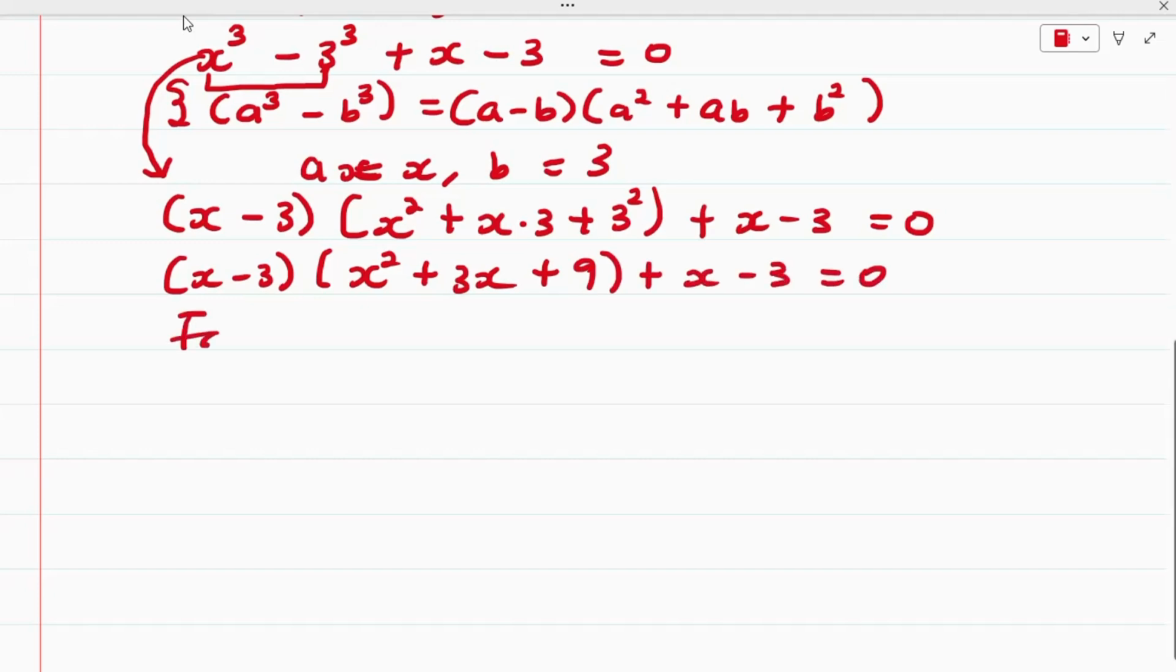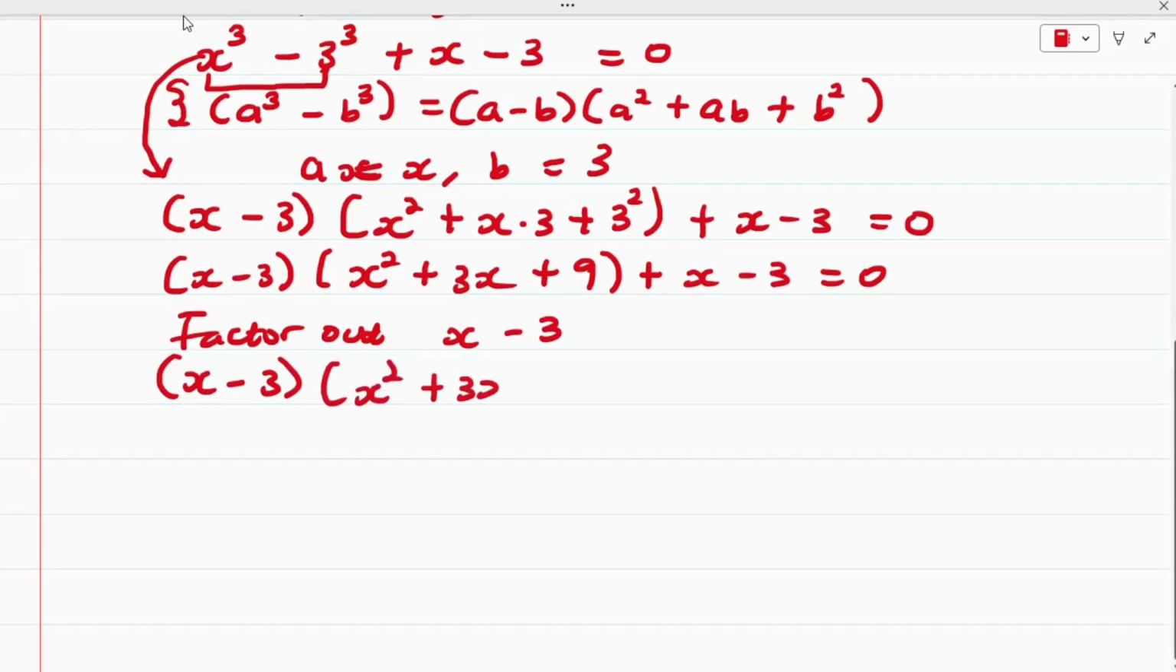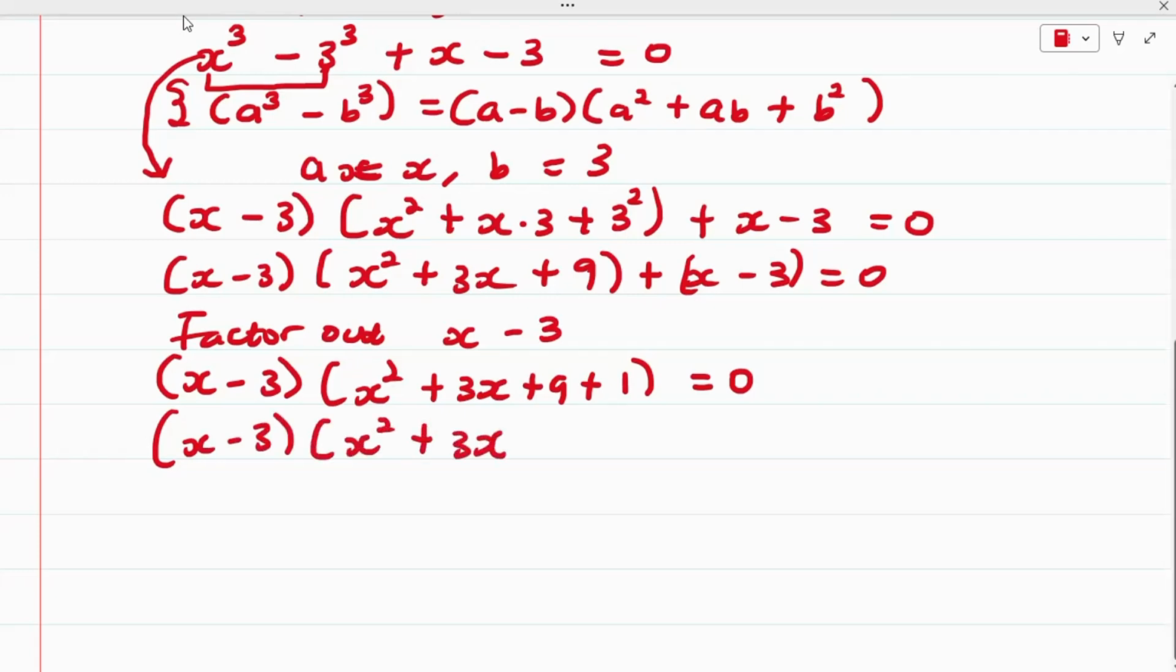So the next thing we want to do is to simply factor out the common term, and we have the common term to be x minus 3. So if we factor out x minus 3, we are going to have x squared plus 3x plus 9, and if we factor out x minus 3 from here, we're going to have plus 1, and this is equal to 0. So we have x minus 3 multiply x squared plus 3x plus 9 plus 1, which is going to give us plus 10, and this is equal to 0.